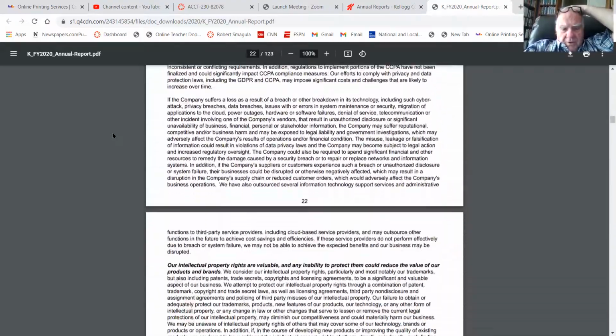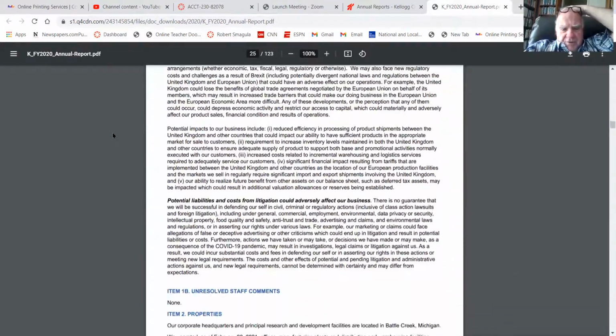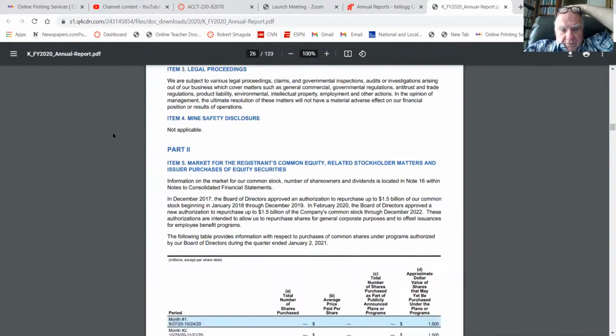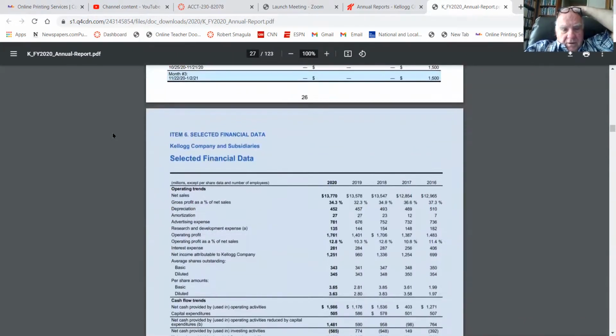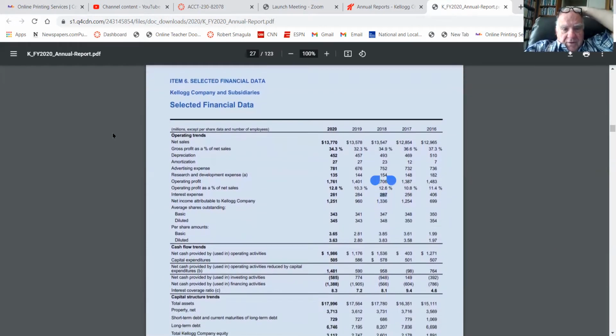I wish I could wildcard this. I'm not sure if I'm able to do that or not. In other words, I just put in financial statements. Here we go. How about that? Selected financial data for the company. Here we go. You can pull it from here.